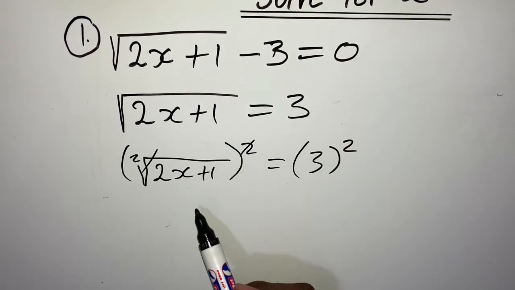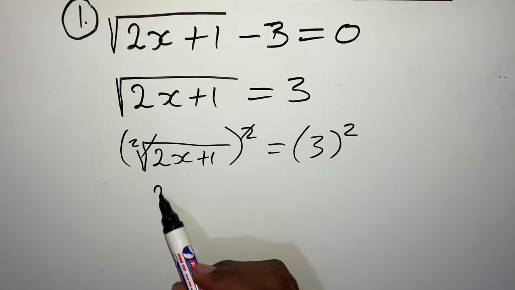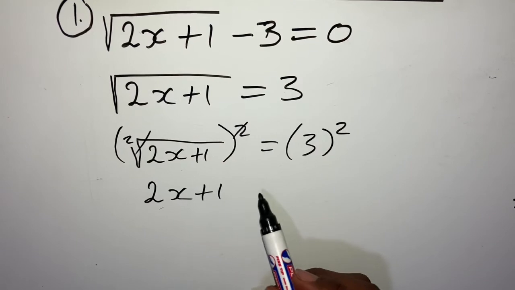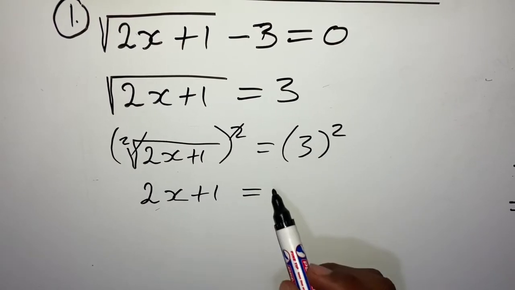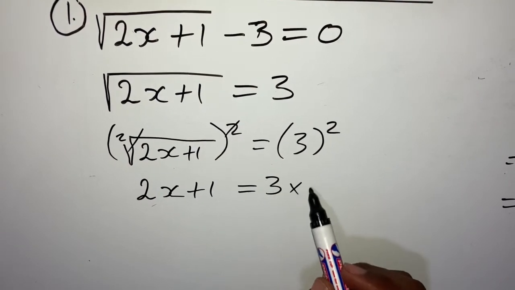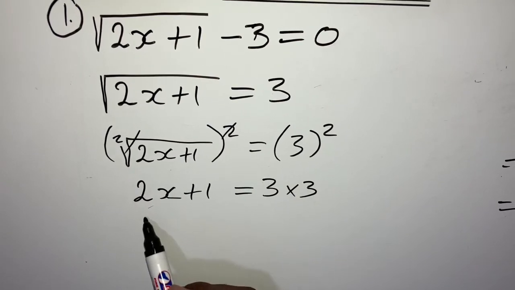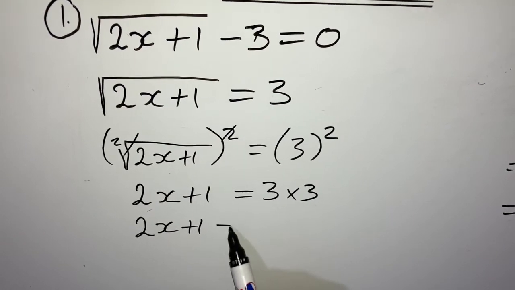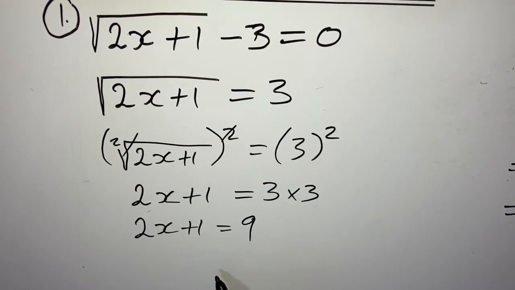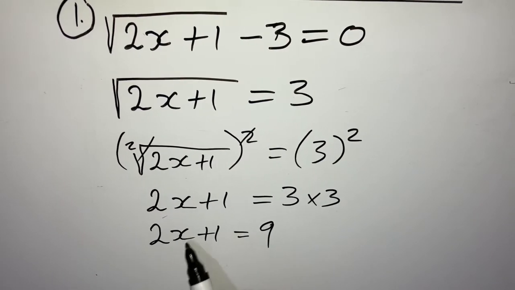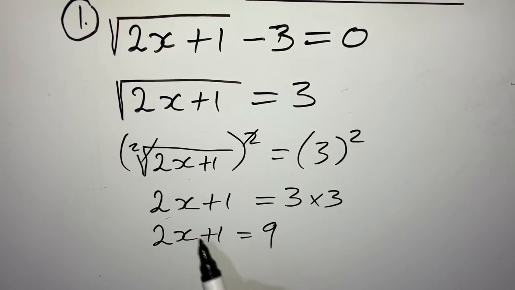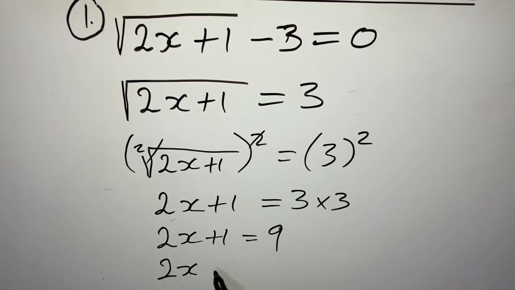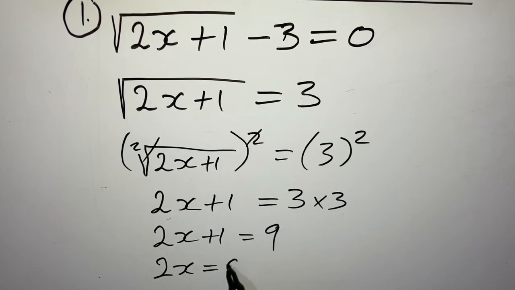Then these will cancel. Then I remain with 2x plus 1 being equal to 3 times 3. From here I go on to find 2x plus 1 equals 9. Then I'm solving for x, so I must make x subject of the formula. From here I go on to say 2x is equal to 9.